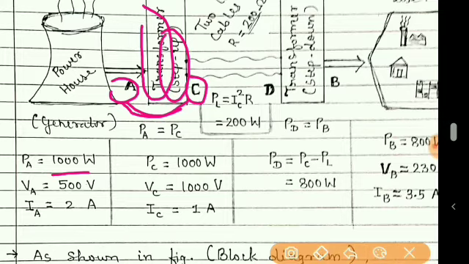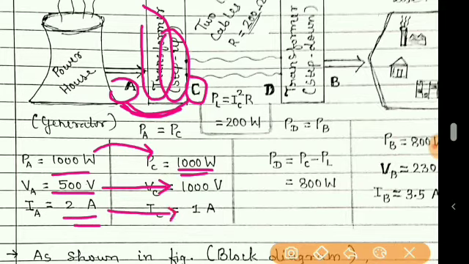Now if the transformer is ideal, then it will give the same power which is at point A, that is 1000 watt only. But what it will do, it will increase the voltage. Suppose the voltage is increased from 500 volt to 1000 volt. So in that case, what will be the change in current? The current will be 1 ampere. It is earlier 2 ampere, now it is 1 ampere.